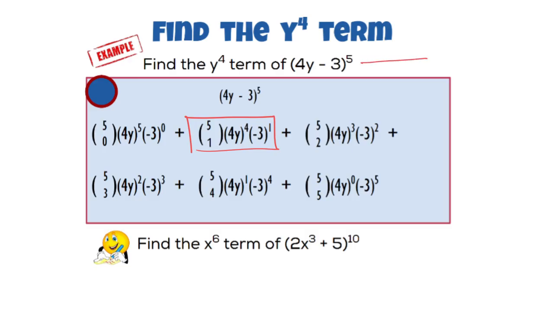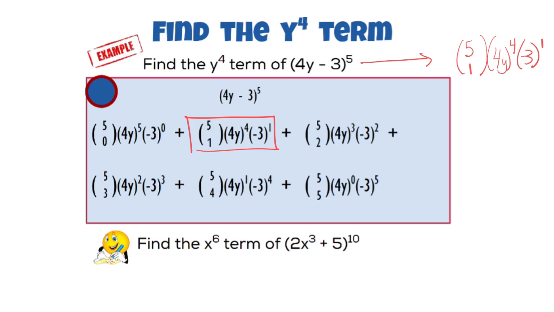When I'm going to do this, if I want the y to the fourth, I know I'm going to have some sort of a combination here. And then I know my 4y is going to be to the fourth power, which means my -3 has to be to the first power. So they add up. And that means I know it's going to be a choose 1. And of course, it's a 5 because we're to the fifth. Okay, then I'm just going to go to my calculator.